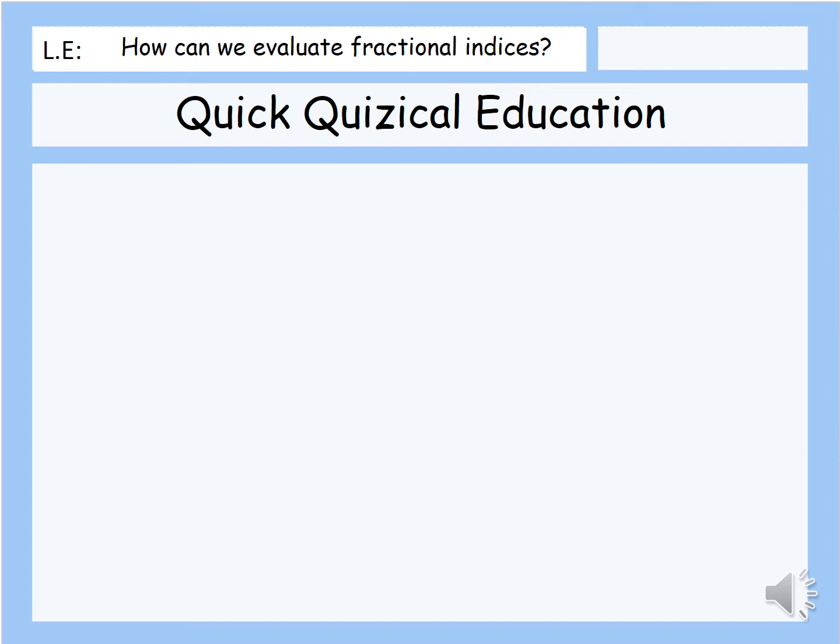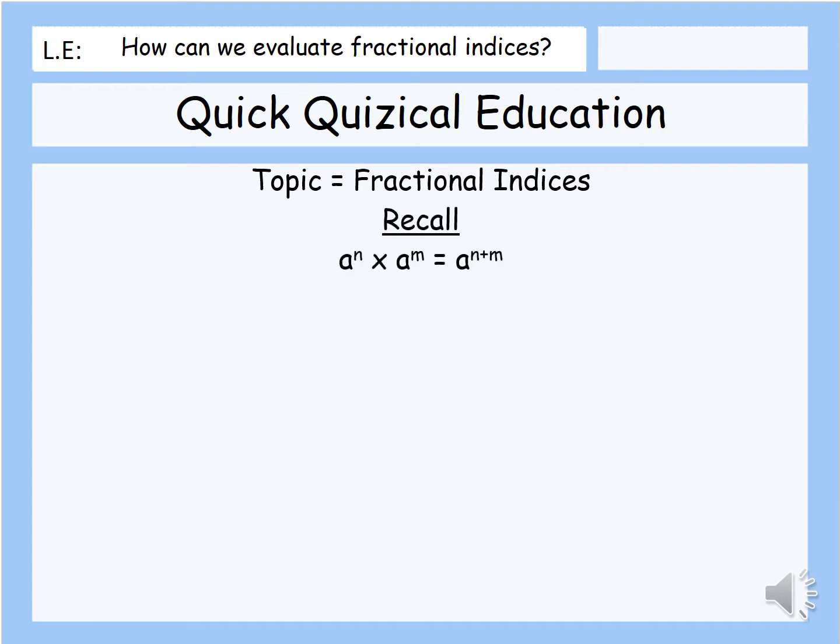Hello, in this video I'm going to explain fractional indices and how they interact with one another. In order to understand this, you do need to have the basic rules of indices pretty secure in your head. So you need to recall that when we multiply, we add the powers. When we divide, we subtract the powers. When there's a bracket involved, you multiply them, and that's a really important one actually.